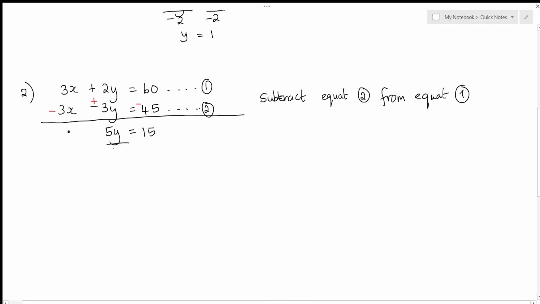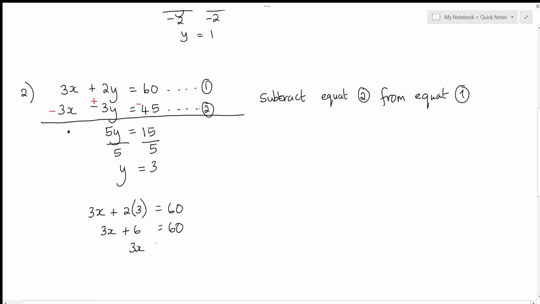So I'm going to divide by 5 on the left-hand side, therefore divide by 5 on the right-hand side. So I will have y equal to 3. So I take my 3 now and sub it into equation 1 or 2. So I'll choose equation 1. 3x plus 2, and y is now 3. So 2 times 3 equals 6. Sorry, 3x plus 6 equals 60.